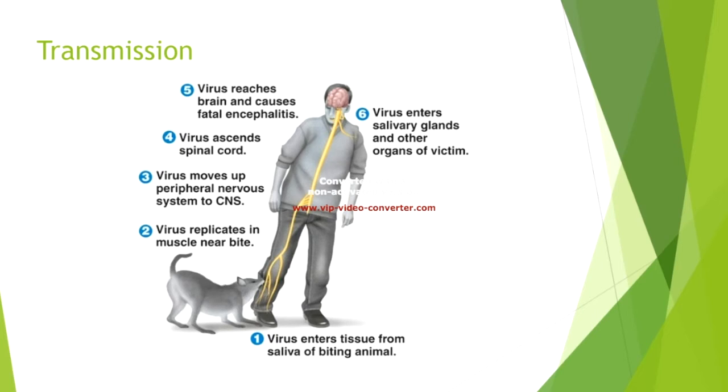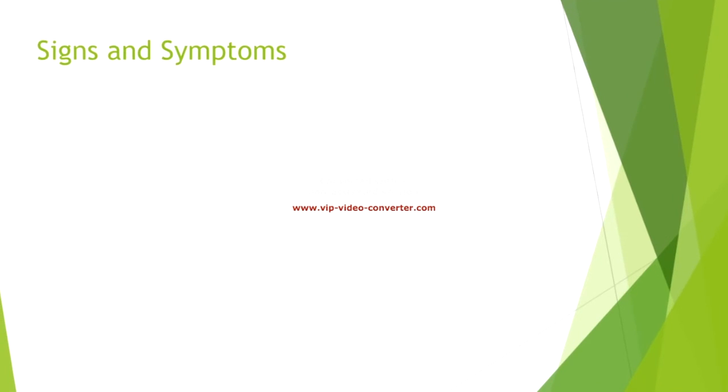Which brings me to my next step in the process. Once the virus has reached the brain, it moves into the salivary glands, and then it rapidly spreads to other organs. Going off that, I'll tell you a little more about the signs and symptoms. Okay, so once the virus does reach the brain, it begins to multiply rapidly, causing encephalitis.